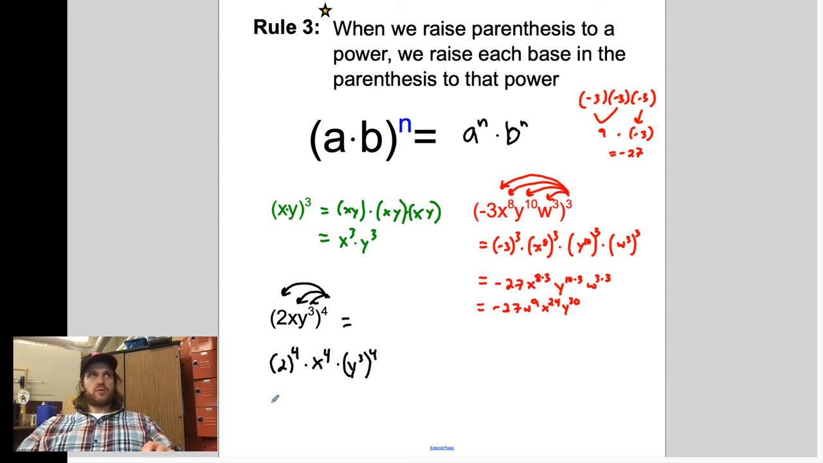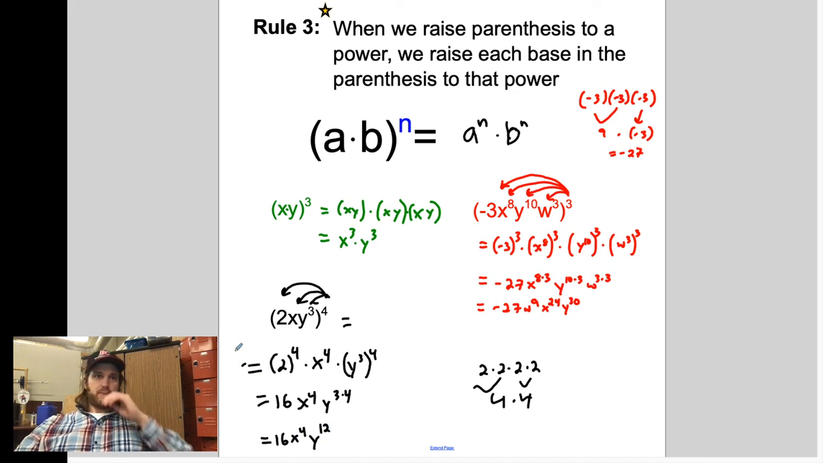2 to the 4th, 2 times 2 is 4, so 2 times 2 times 2 times 2 is going to be 4 times 4, which is 16. Okay, again, if you need help with that, you just write it out like so. 4 multiplied 16. 16 times x to the 4th times y to the 3 times 4. So your final answer here is 16x to the 4th, y to the 12th.